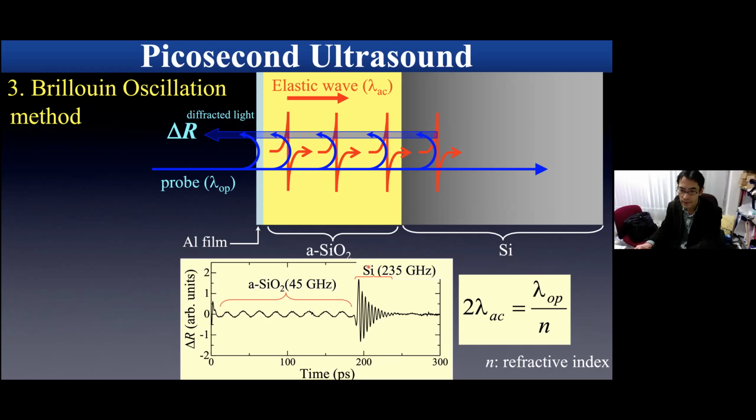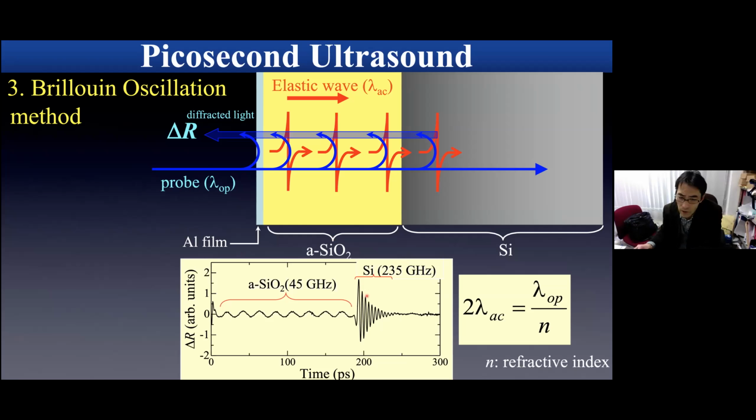And then when the sound pulse reaches the silicon substrate, the frequency of the detectable sound pulse increases significantly. In this case, a 235 gigahertz frequency, meaning that we can measure the sound wave velocity at exceeding 200 gigahertz frequency with this technique. So very, very high frequency measurement is made possible.